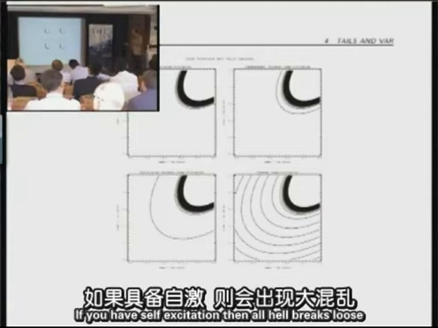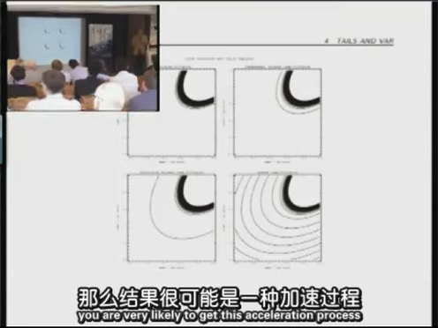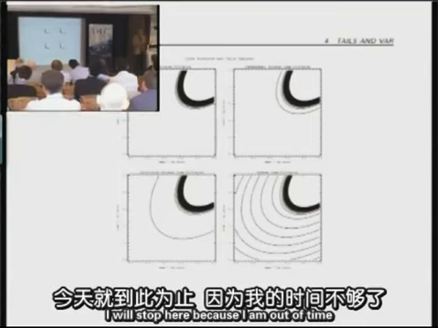If you have self-excitation, then all hell breaks loose sometimes, because once one starts to lose money, you're very, very likely to get this acceleration process. Okay, I'll stop here because I'm out of time.